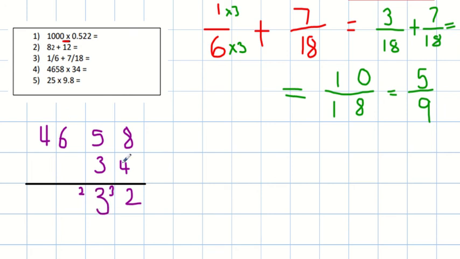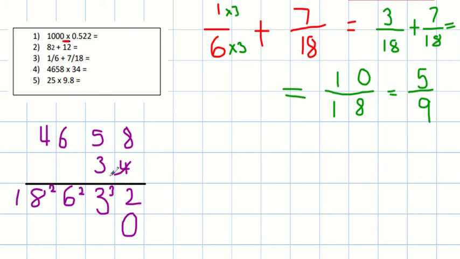6 times 4 is 24. Add the 2 we've carried, 26. And 4 times 4 is 16. Add the 2 we've carried, 18. Hopefully then your top row matches mine. We've multiplied everything by 4, so now we're moving over into the tens, and this 3 represents 30. So we put our 0 in, or our placeholder, to show that.